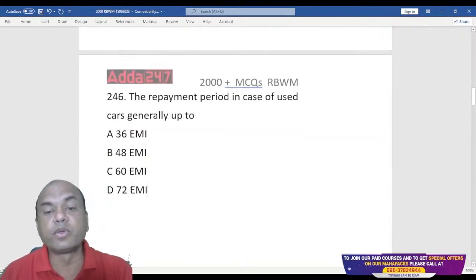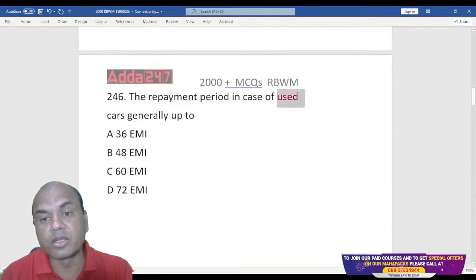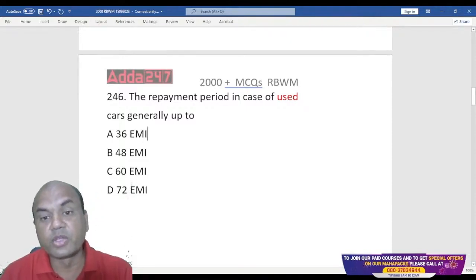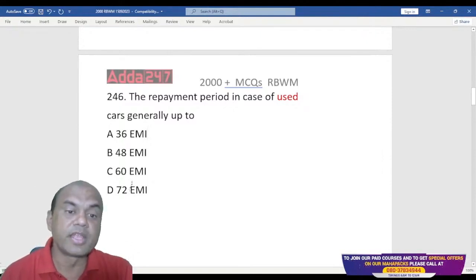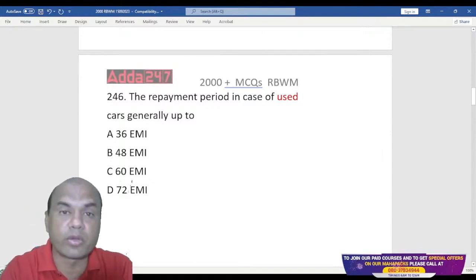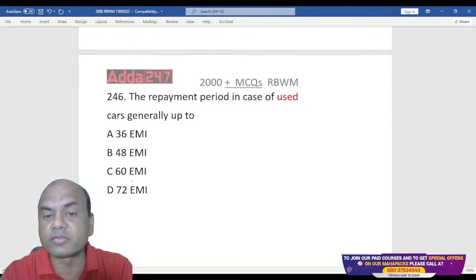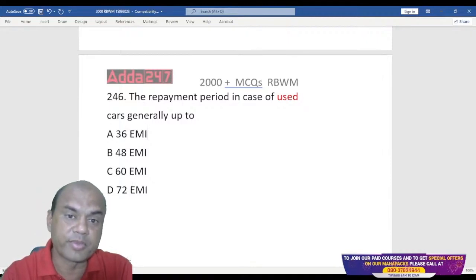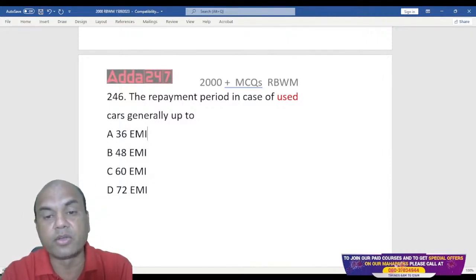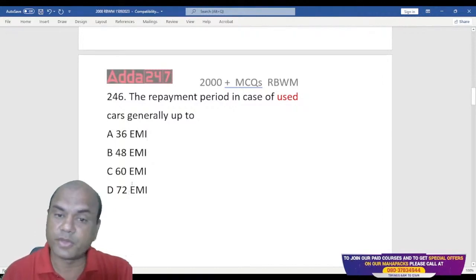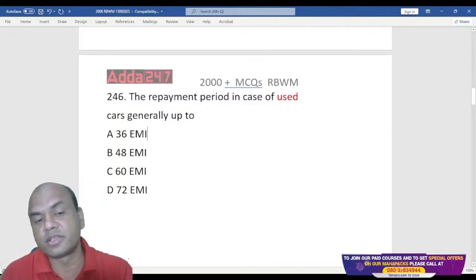The repayment period in case of a used car. Now look at this, we are talking about a used car here. In case of used cars it is generally 36 EMI, 48 EMI, 60 EMI, or 72 EMI? It is a used car, a second-hand car, right? That depends on what type of car you are purchasing. Suppose I am purchasing a very old car, then the repayment period will be different. It can be 24 months or 12 months, depending on the bank. It is up to the bank to decide the repayment period for used car loans, depending on the life of that car. But generally for used cars it is, everyone.